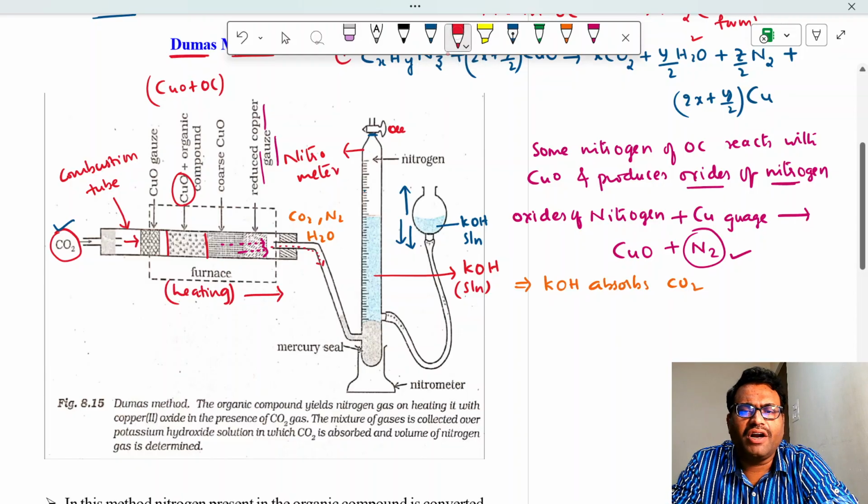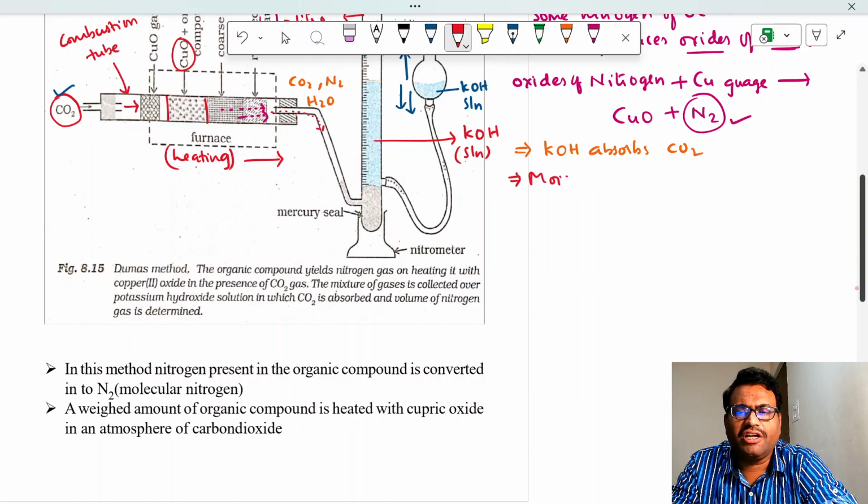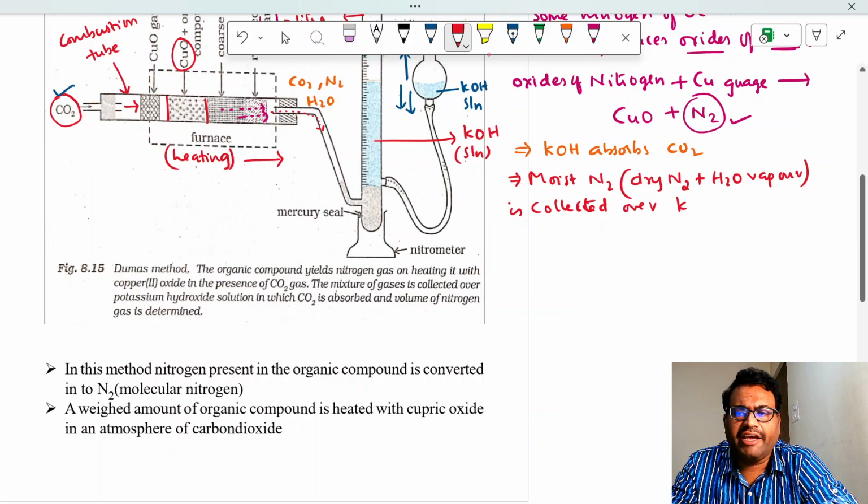Okay, so what is formed here? Here, nitrogen plus water vapor. So moist nitrogen. What is that? Moist nitrogen means dry nitrogen plus water vapor. Water vapor is collected over KOH solution.